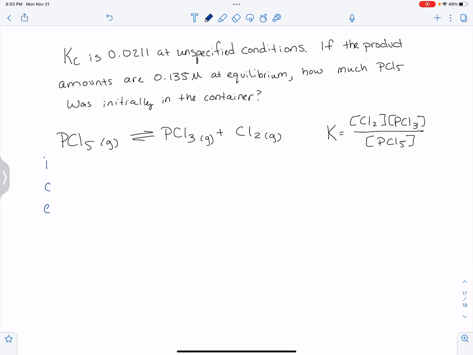Okay, so for this problem, the big difference is that most of the time so far, we've been given the initial amount. But if you read through the numbers in here, we have K, which we've had before. We have an equilibrium value. Again, we've had that before, but we do not have anything initially. So that's what makes this one different.